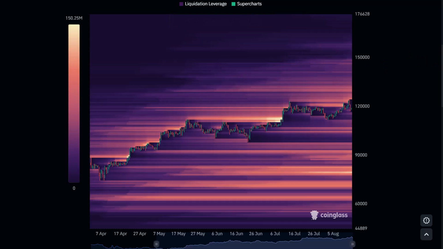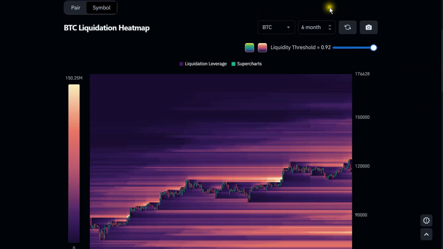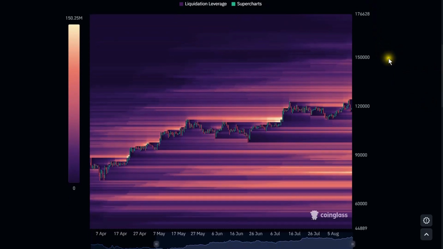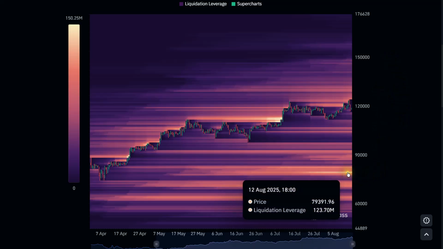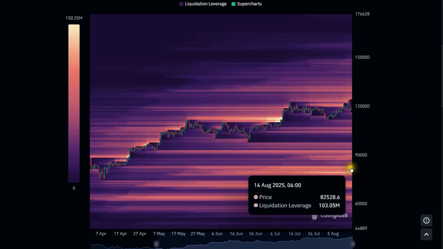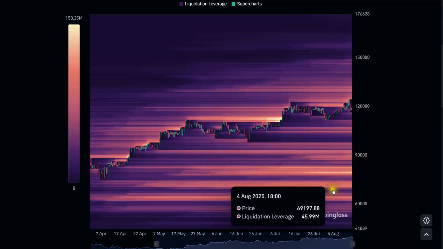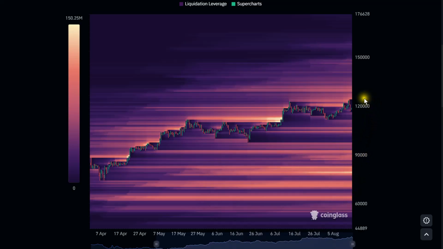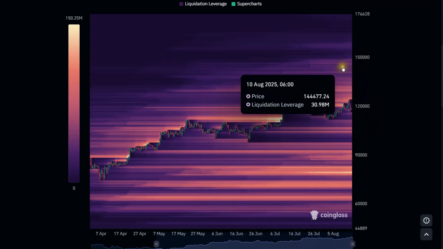So if we jump over and we take a look at the heat map, we're looking at the 6-month, you can see that the thickest band of liquidity on the entire heat map is sitting right here at about 79,391. In this nice little band, which runs from about 77,000 up to about 82,005. The liquidity resting below current price is much thicker than anything resting above it.